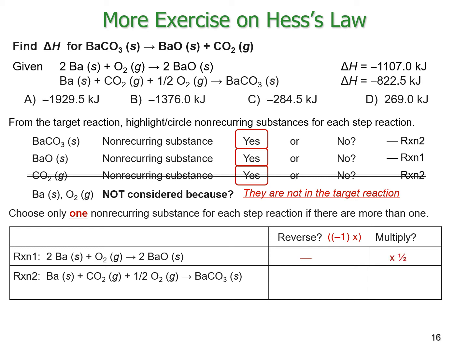For the second reaction, BaCO3 is the non-recurrent substance. We see BaO. Okay, so that's the wrong side, right? BaO should be on the left, so we need to reverse it. Do we have to multiply anything? No. All right, so for the first reaction, we multiply it by 1/2. For the second reaction, we change the sign of delta H. So this is exactly what we're going to do. So that's positive 269 kilojoules per mole.